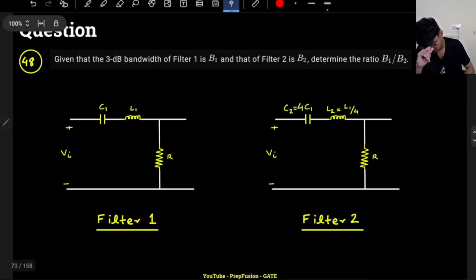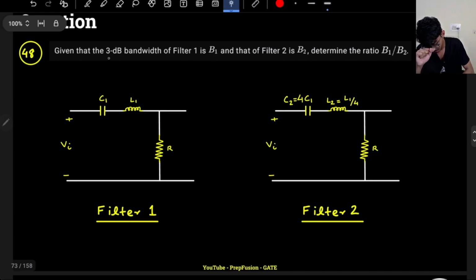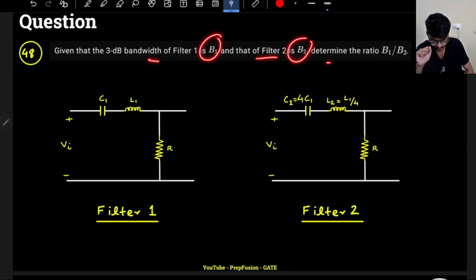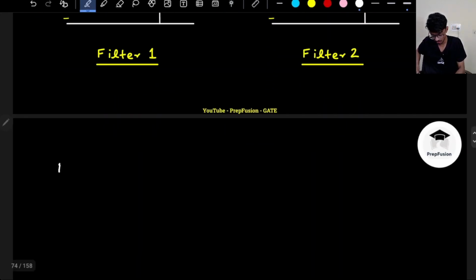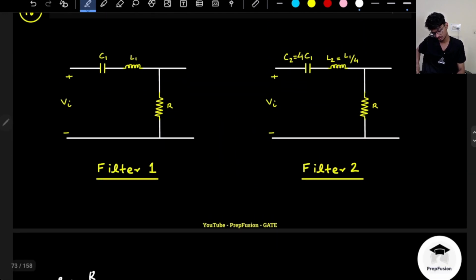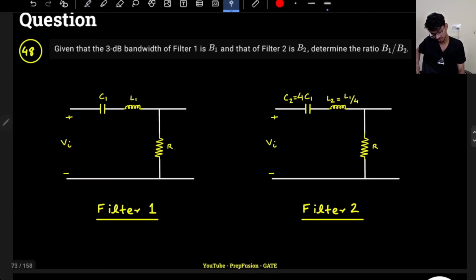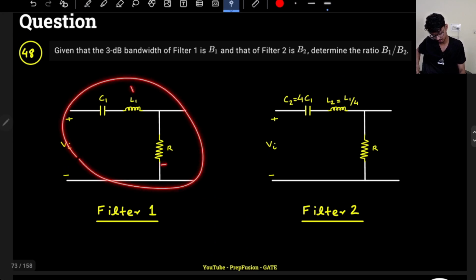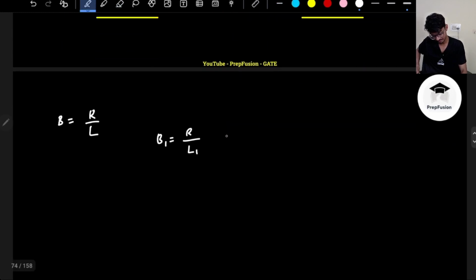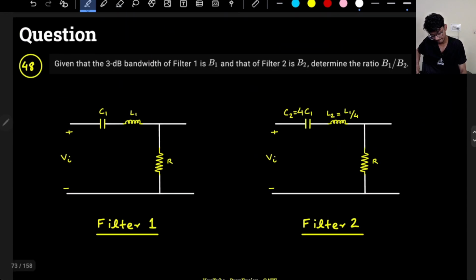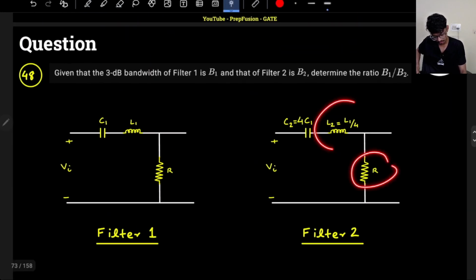In this next question, given that the 3 dB bandwidth of filter 1 is B1 and of filter 2 is B2, determine the ratio of B1 over B2. What is the formula of bandwidth? If you remember, the formula of bandwidth is basically R by L. So for the first filter, it is R by L1. Okay, so B1 equals R by L1. What about the second circuit? B2 equals R by L2.